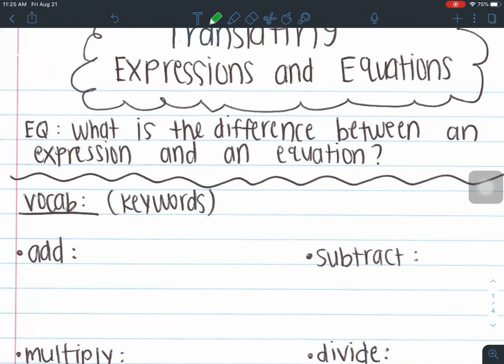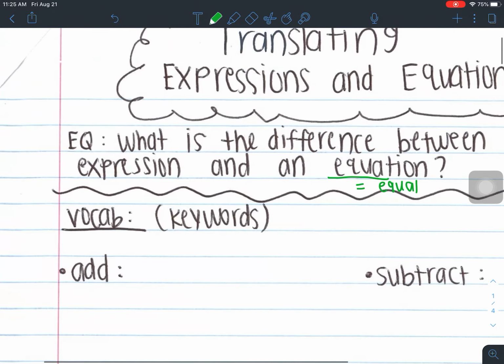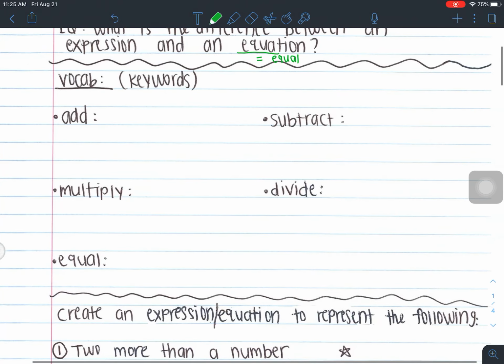Well, with an expression, there is not an equal sign, but with an equation, there is an equal sign. And the key word about this is the equal at the beginning. It means equals. So you know that when you're asked to write an equation, you should have an equal sign somewhere in there. Whereas when you're asked to write an expression, you should not have an equal sign. So this lesson is basically being able to translate math into English and English into math. And so the first section and the majority of these notes are going from English to math.